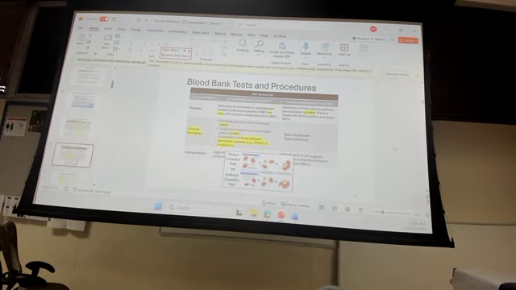Okay. All right, you have your direct DAT versus your indirect. Direct is in vivo, so we are testing the patient's red blood cells, as opposed to the indirect, where we are detecting antibodies in the patient's plasma or serum. Okay.